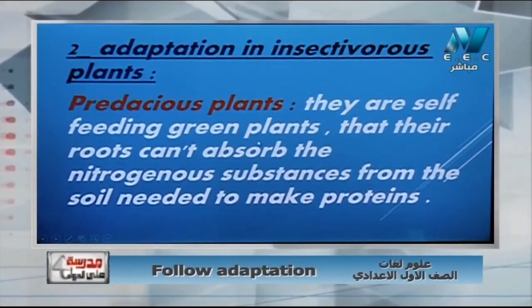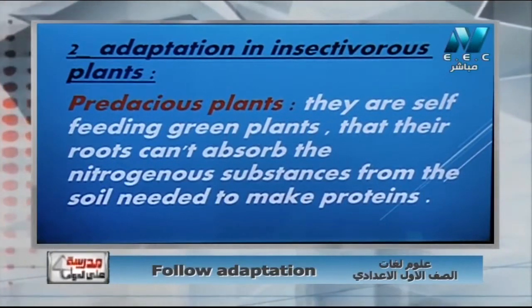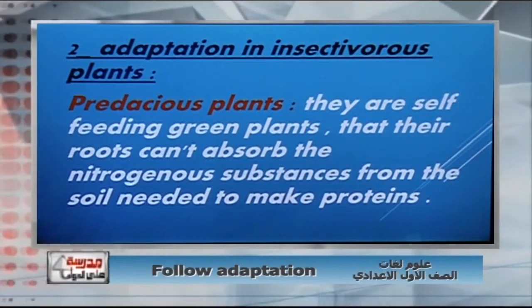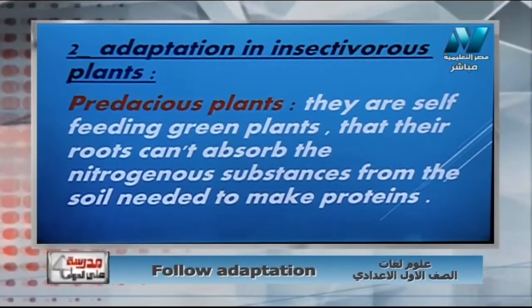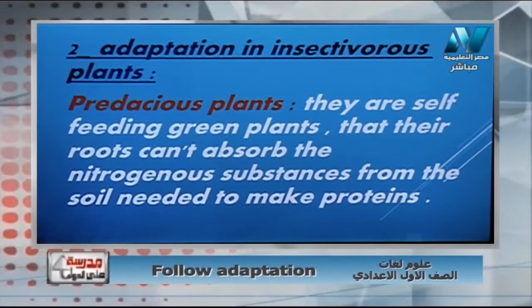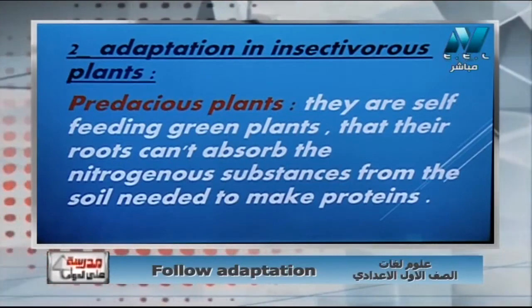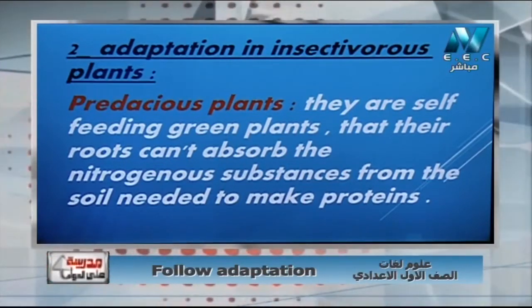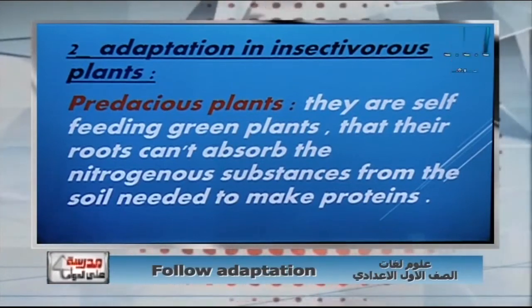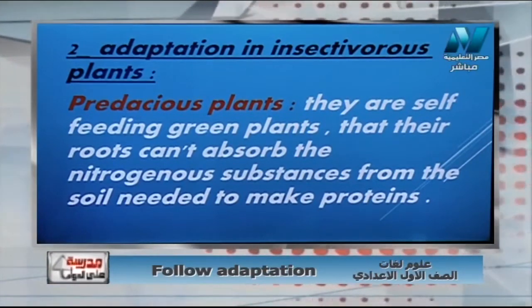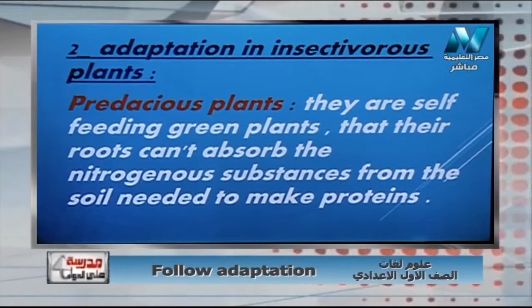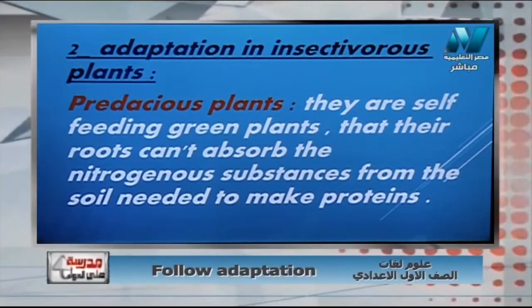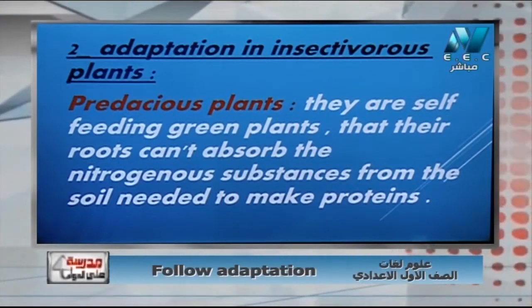And number 2, adaptation. We talked about adaptation in birds. Number 2, adaptation in insectivorous plants. What's meant by insectivorous plants? They are self-feeding green plants, as any green plant, autotrophic. Autotrophic means self-feeding, producer.